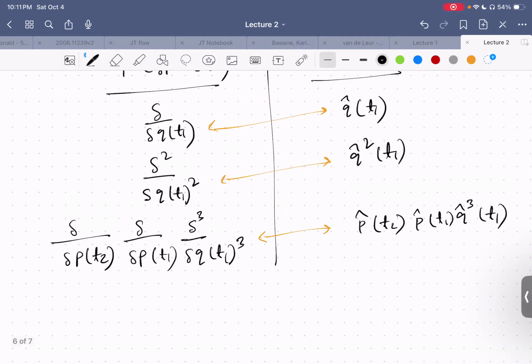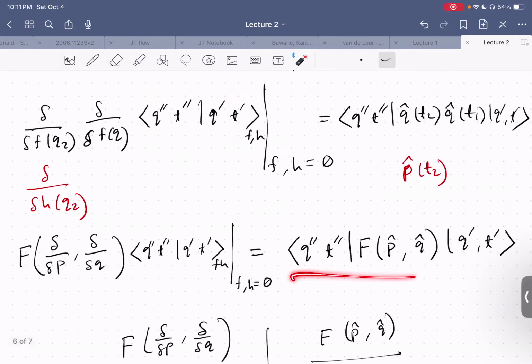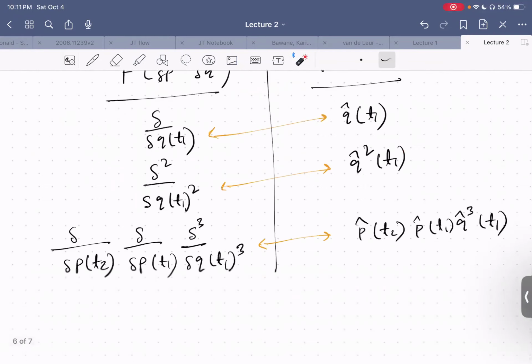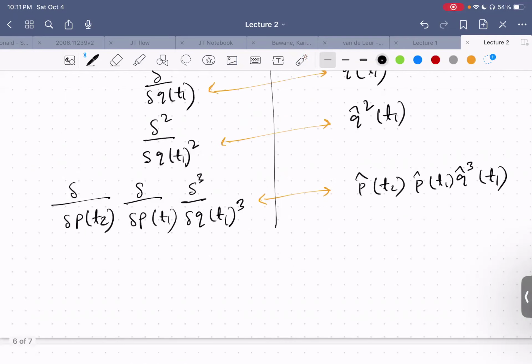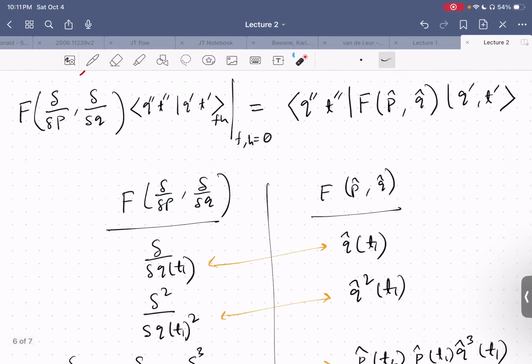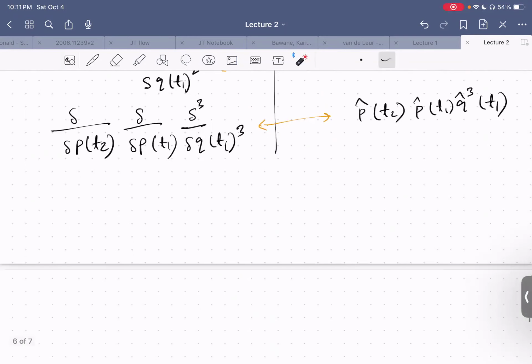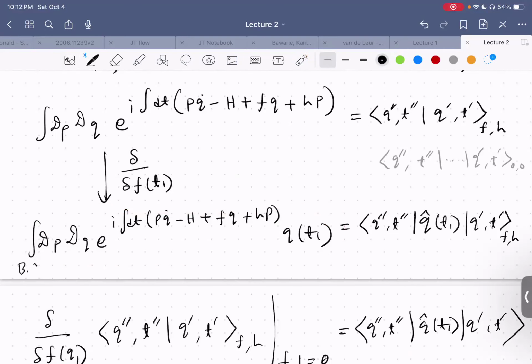So in practice, if you're doing some kind of physical computation, this is the kind of thing you will compute with arbitrary q prime, arbitrary t prime, and so on. However, textbooks often simplify this problem even further. When you were computing these things, you were doing some path integration, like this. But again, you have to remember the boundary conditions: at time t prime, q has to be q prime, and at time t double prime, q has to be q double prime, right?